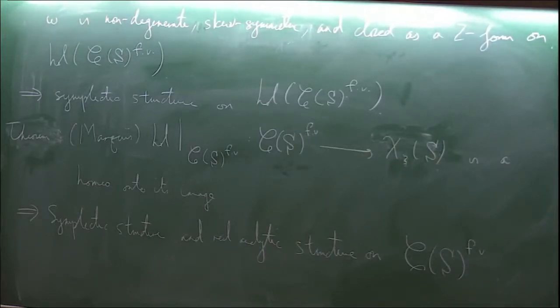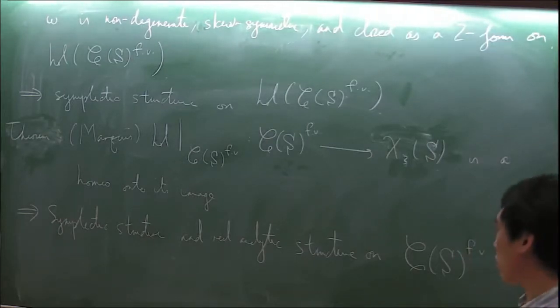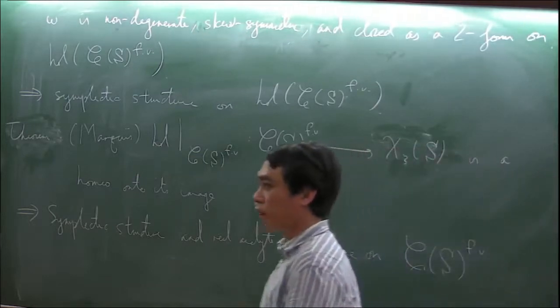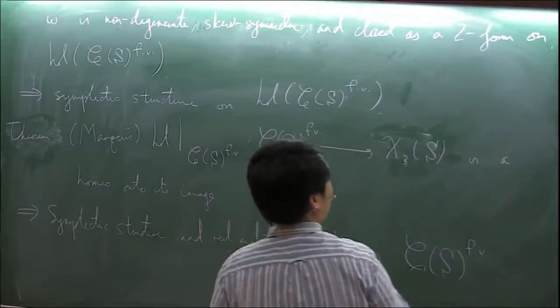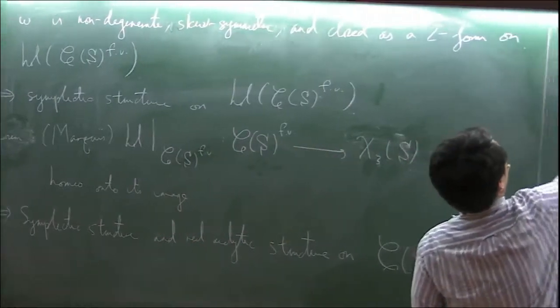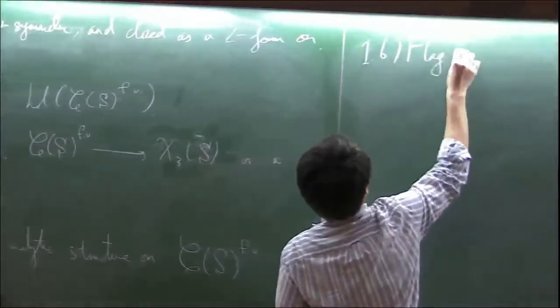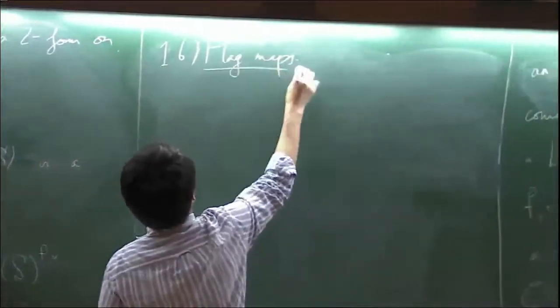So maybe I can introduce one important tool that we can use to describe these symplectic structures and this real analytic structure. This is the flag map that you can associate to a convex projective structure on the surface. I'll just start saying a little bit, and when time is up, I'll continue next time. So what are the flag maps?